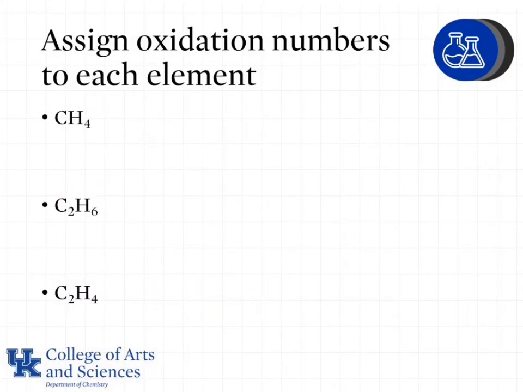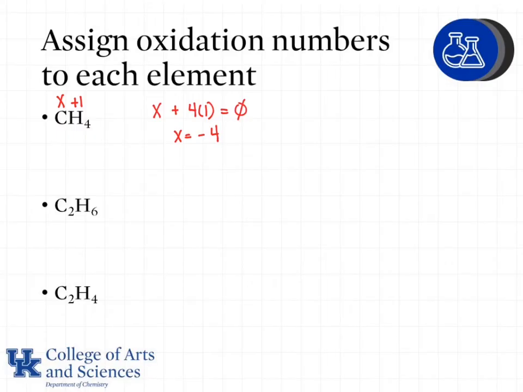Now we will look at a series of examples with hydrocarbons. There are no rules pertaining to the oxidation number of carbon, so it will be our unknown. So we have X for carbon and plus 1 for hydrogen. X plus 4 times 1 is equal to 0 because we have a neutral compound. X equals minus 4.